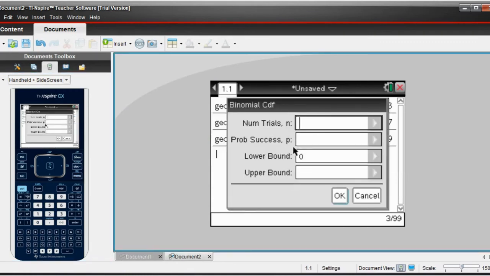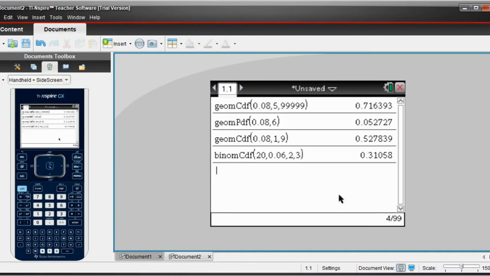Now, what were our number of trials here? Remember, we had 20 donors. The probability of success was 6%. So remember, we always need to put that in as a decimal. And we said we want to know anywhere from 2 to 3 donors. So we go ahead and do 2 or 3, and we hit OK.